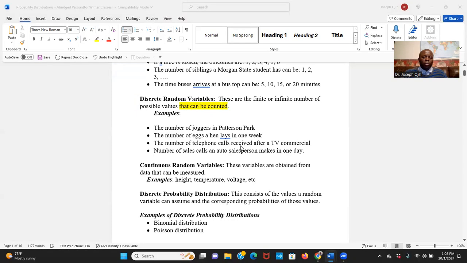How about this? The number of calls received after a TV commercial is also a discrete random variable. You can say 1 call, 2 calls, 3 calls. You cannot say 1.5 calls. And for the people jogging at Patterson Park, you can't say 2.5 people or 10.5 people. No, it's 1 person, 2 people, 3 people.